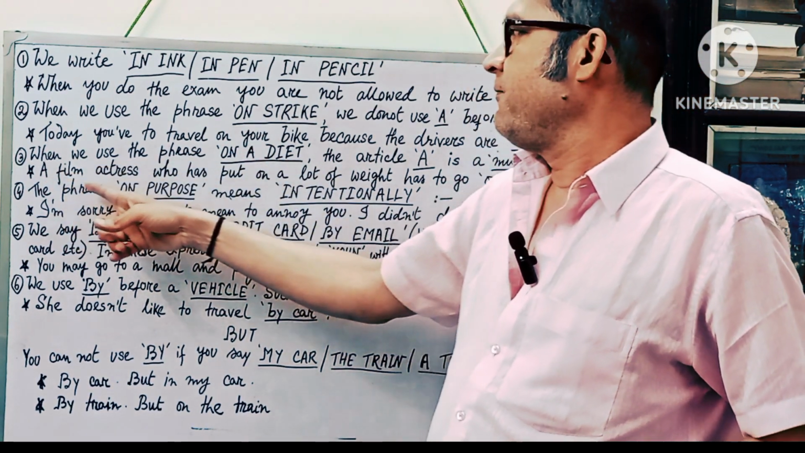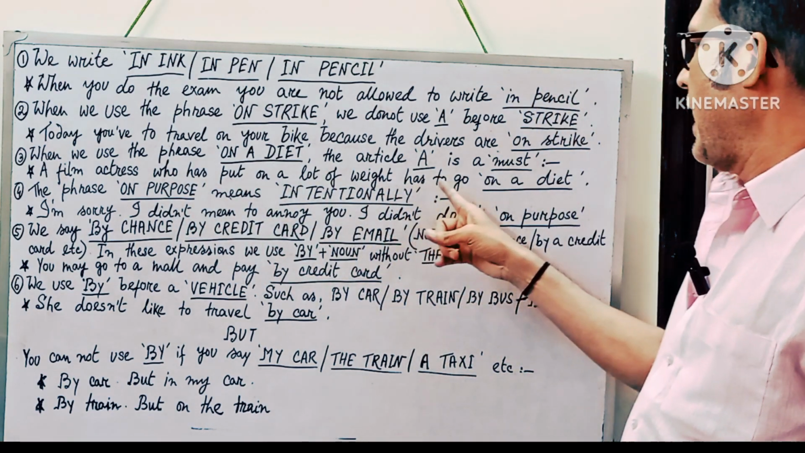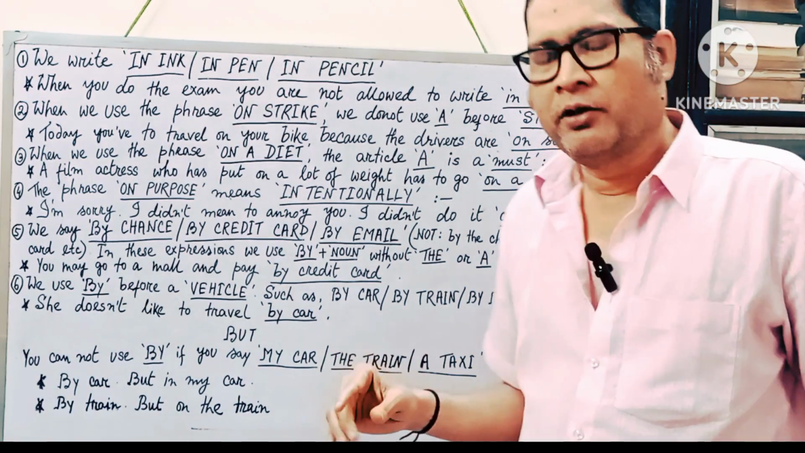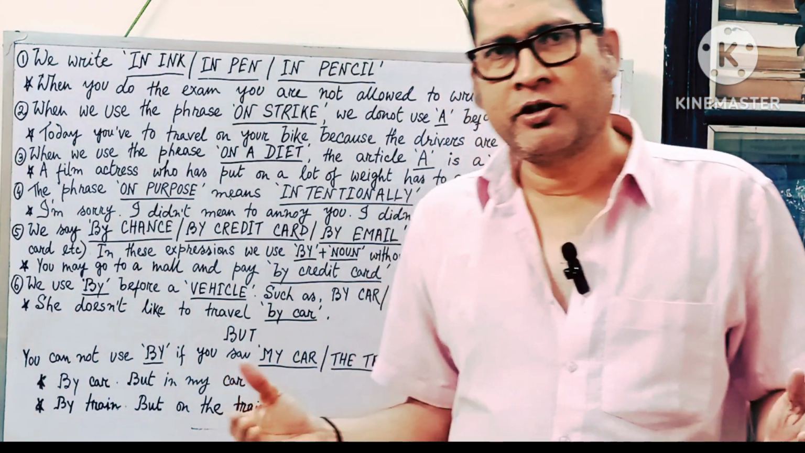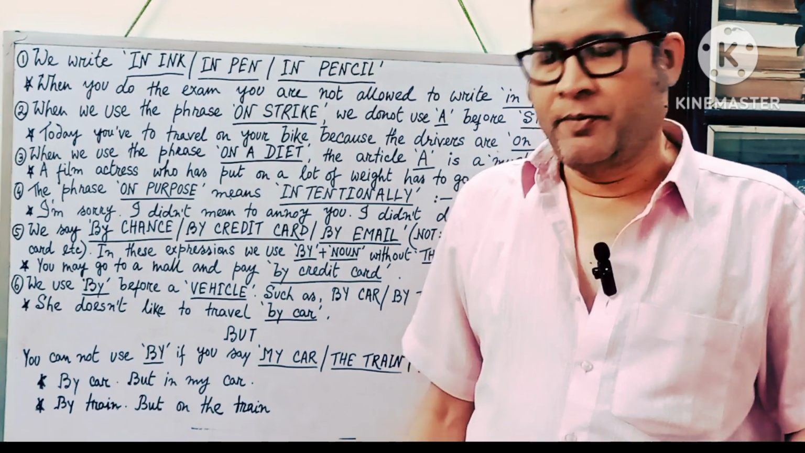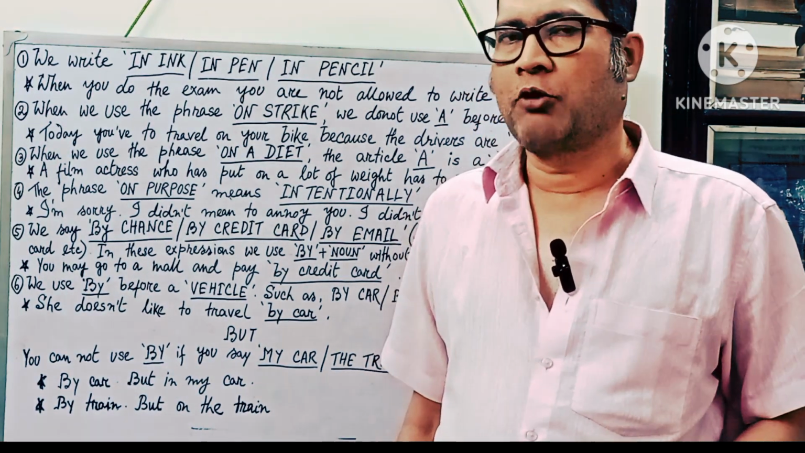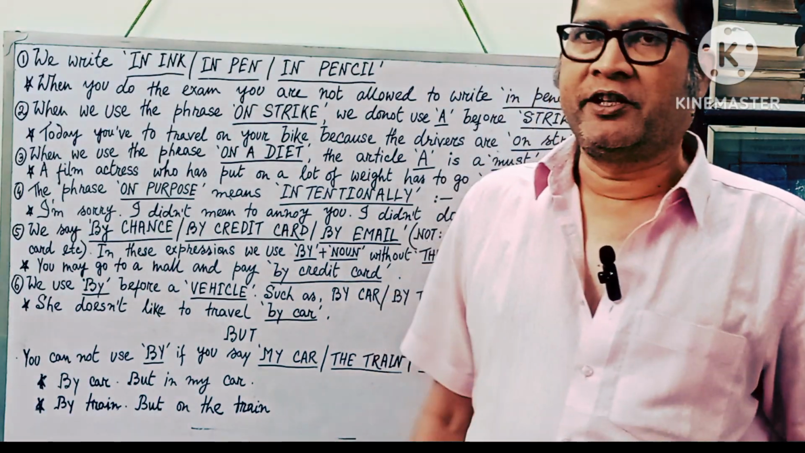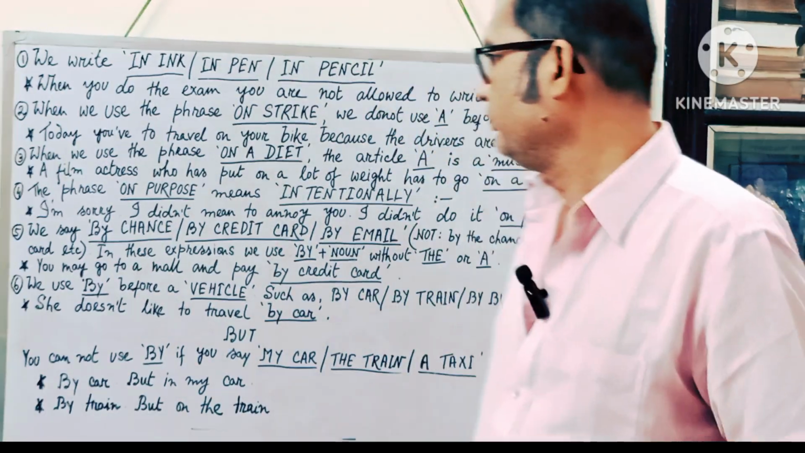For example, a film actress who has put on a lot of weight has to go on a diet. A film actress who has suddenly become very fat has to go on a diet. So if anybody offers you something, says some sweetmeats are offered to you, but you are not willing to take the sweetmeats because you are on a diet. So you say, I'm sorry, I'm on a diet now. Don't say I'm on diet, on a diet.